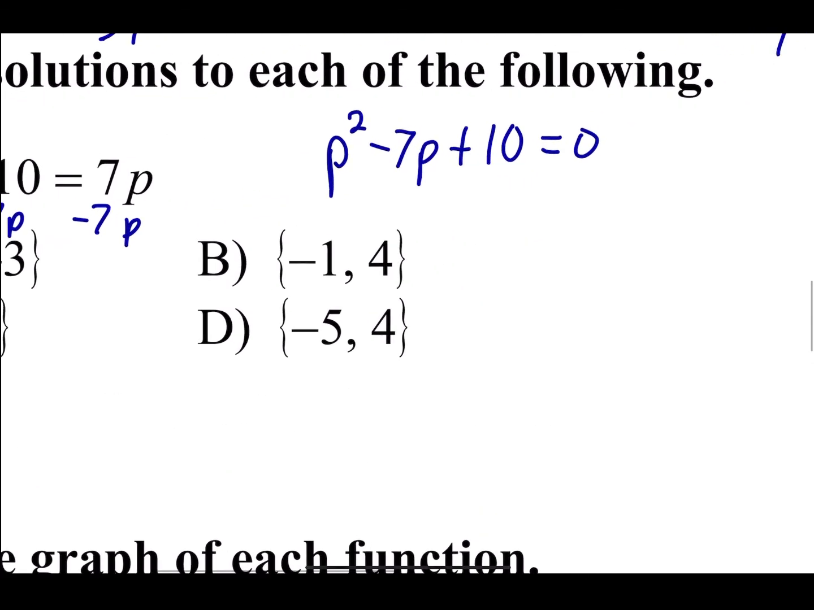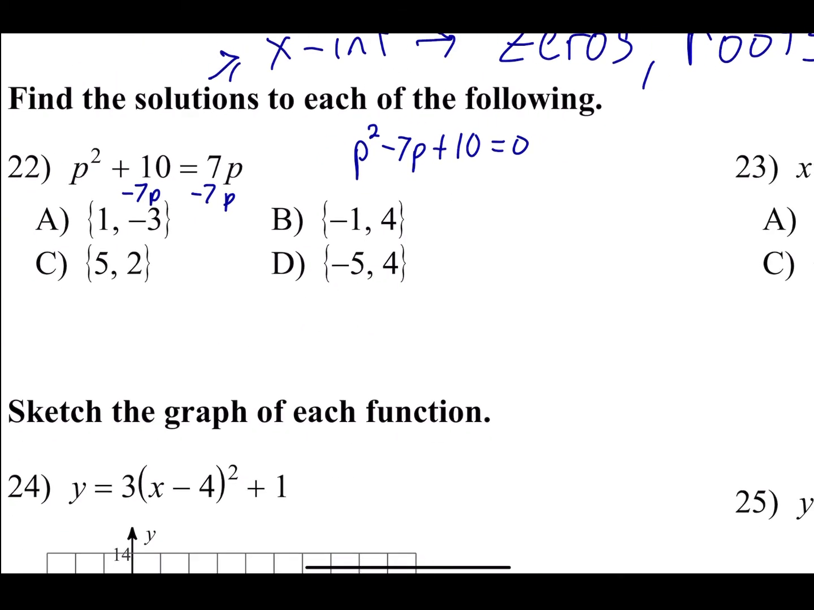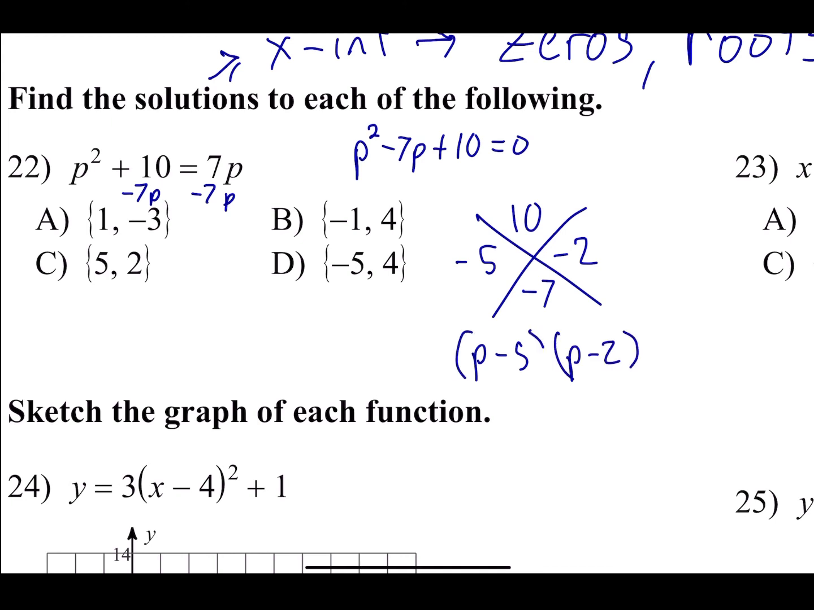And now we have a, which is 1, b is negative 7, c is 10. And we got multiplies to 10 and adds to negative 7. 5 and 2? Yeah. Make them both negative, because negative times negative is positive, and negative 5 minus 2 is negative 7. And we got p minus 5, p minus 2, still equal to 0.